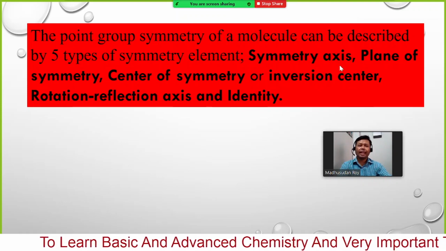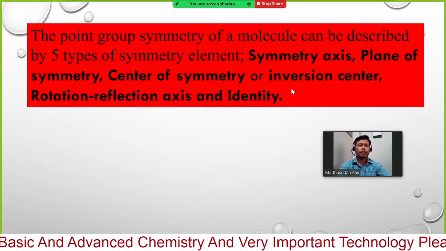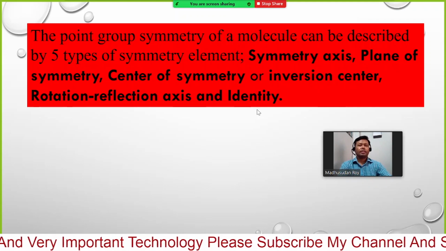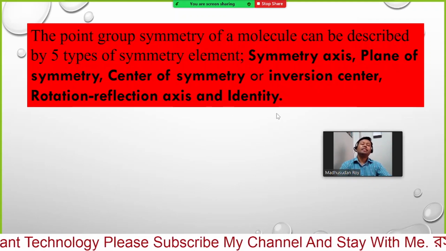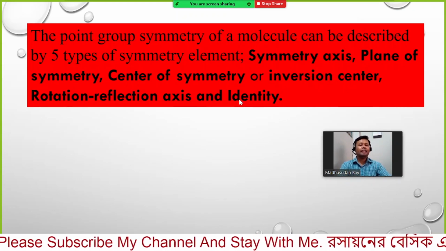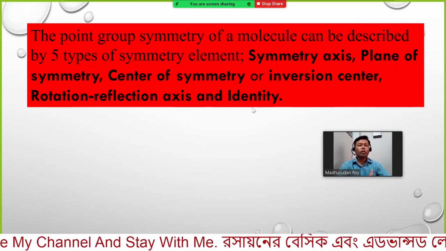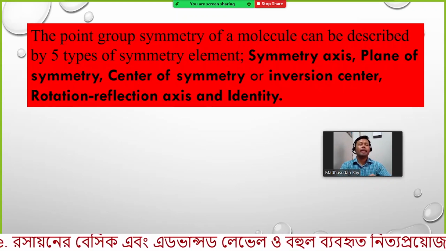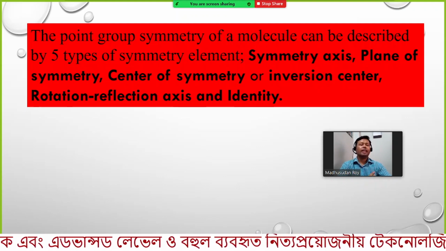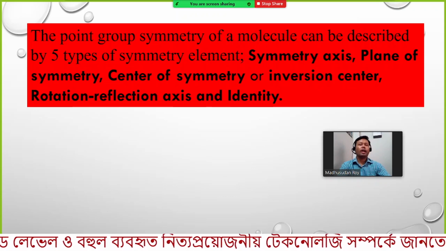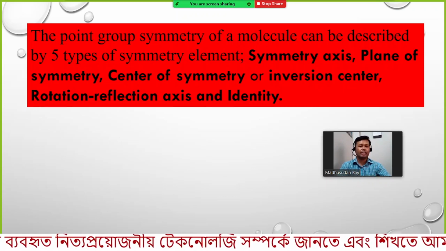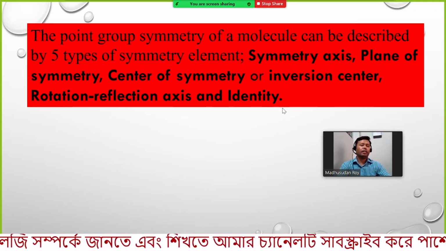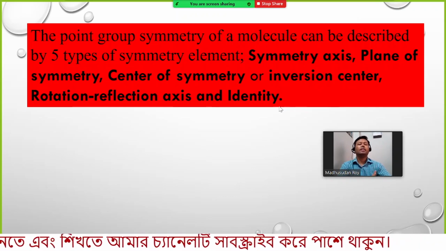What are they? Symmetry axis, plane of symmetry, center of symmetry or inversion center, rotation-reflection axis, and identity. In most cases you will find identity. Why? Identity operation means there is no similarity. Whatever you do, you do not get any similarity in the molecule, and in that case that will be the identity operation. The identity element is a rotation by 360 degrees, the simplest one. If you do not find any symmetry, that is the identity operation.